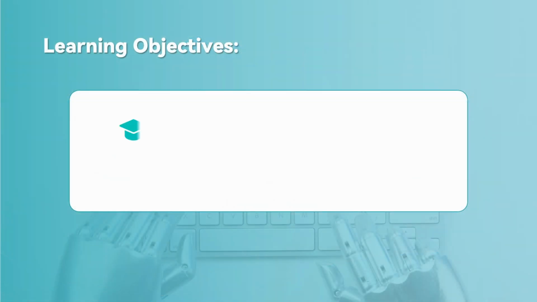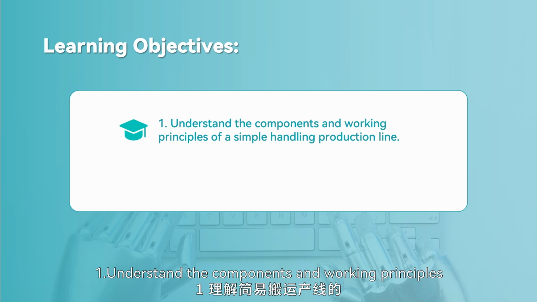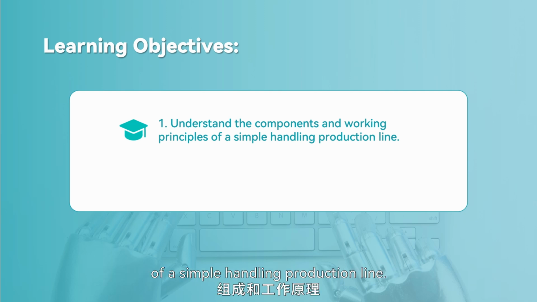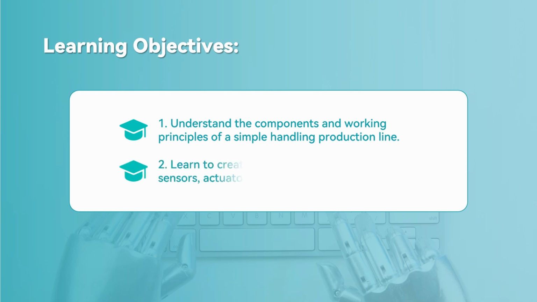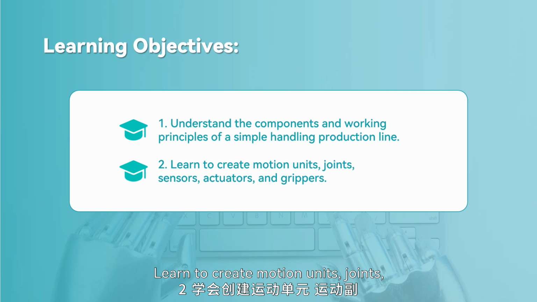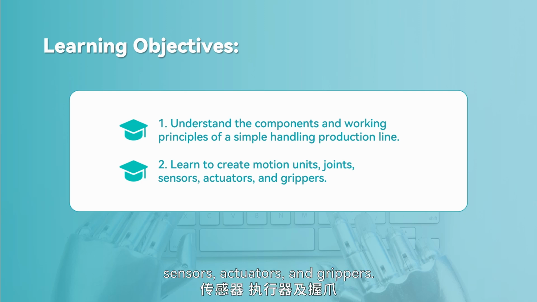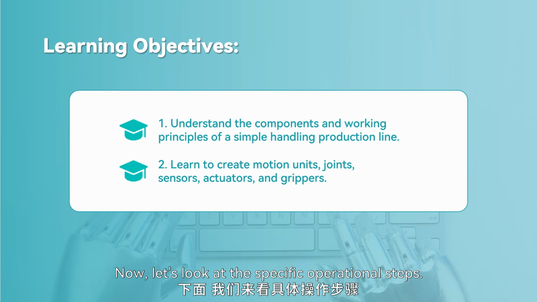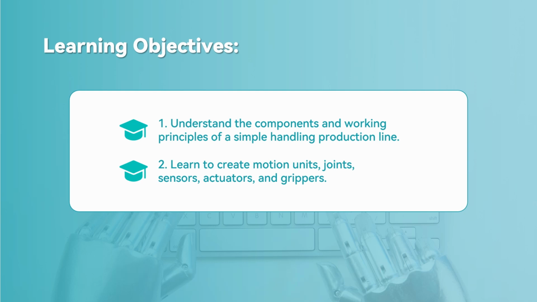Learning objectives. 1. Understand the components and working principles of a simple handling production line. 2. Learn to create motion units, joints, sensors, actuators, and grippers. Now, let's look at the specific operational steps.